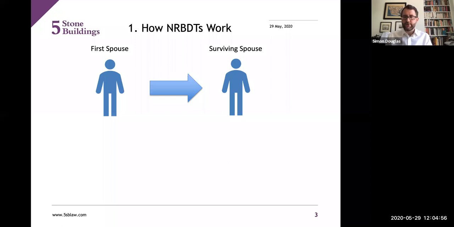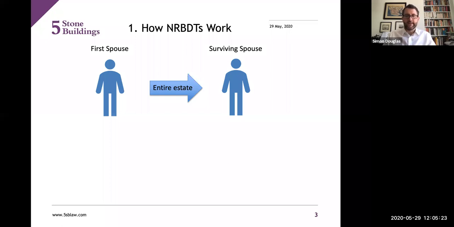Now, before October 2007, if the first spouse died and left their entire estate to the surviving spouse, whilst that transfer would be exempt from inheritance tax on the first spouse's death, the first spouse would effectively lose their nil rate band allowance because it was not possible to transfer your allowance to your surviving spouse or civil partner.